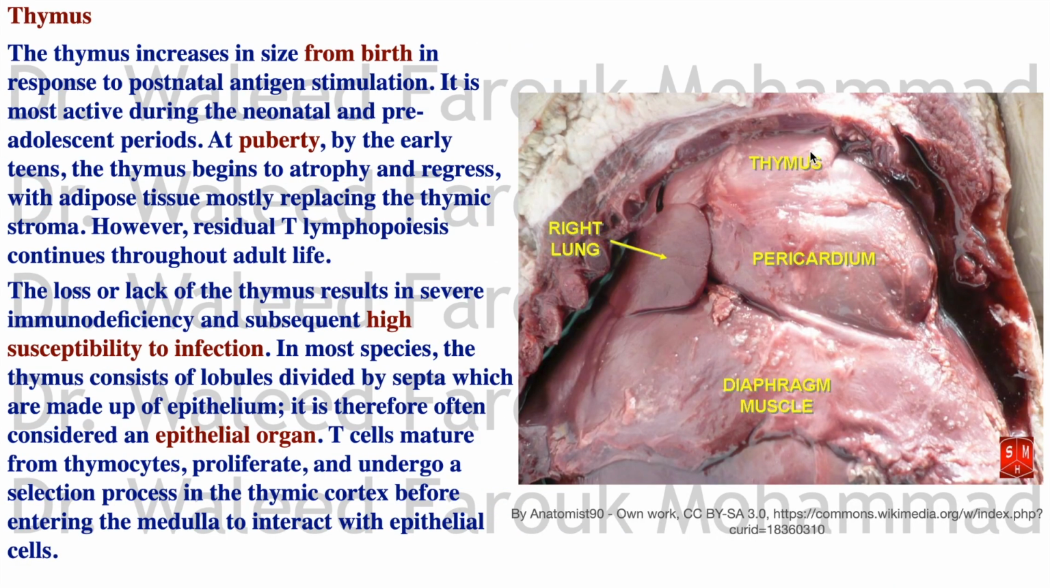The thymus, this is the thymus gland present in the anterior mediastinum. It increases in size from birth in response to antigen stimulation. It's most active during the neonatal and the pre-adolescent period. After that, at puberty, it starts to get atrophied, but continues the process of T lymphopoiesis, meaning the production or maturation of T lymphocytes.